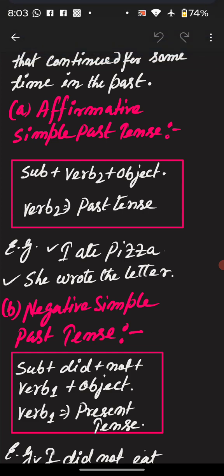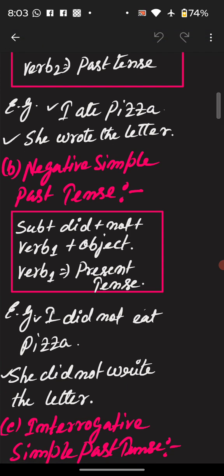Very simple. Now the negative simple past tense. Here also you do not have to do anything special. What you have to do is include not, but in this case not will not come alone, it will come along with something. What is this? First is subject, then there will be the past tense of the do verb, that is did. So subject plus did plus not plus.